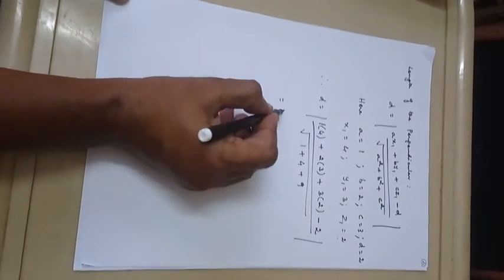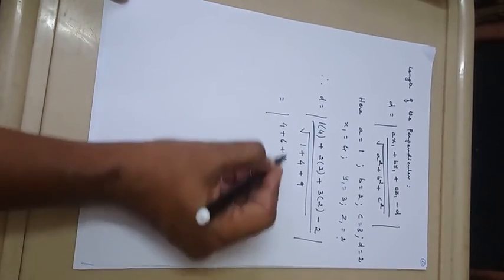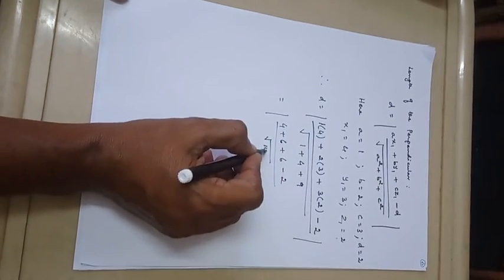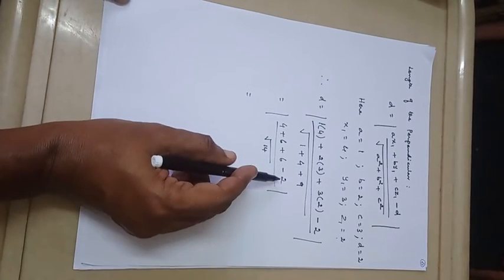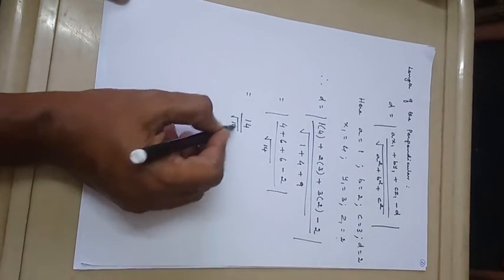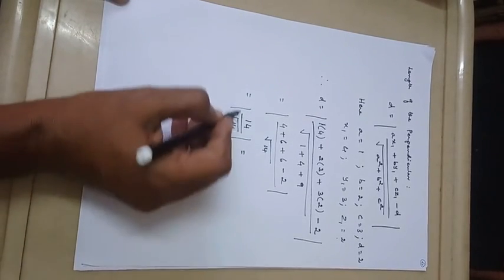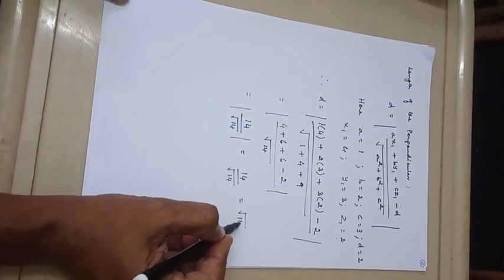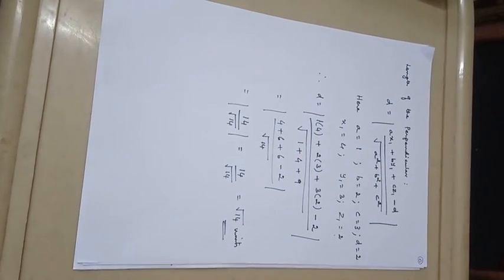So this is equal to 1 4s are 4, 2 3s are 6, 3 2s are 6, minus 2, by root of 9 plus 1 is 10, plus 4 is 14. So 6 plus 4 is 10, plus 6 is 16, 16 minus 2 is 14. So it is 14 by root 14, and it is already positive, so modulus will not change the value. So it is 14 by root 14, which is equal to root 14, as the square root gets cancelled. This is the length of the perpendicular. Is it okay?